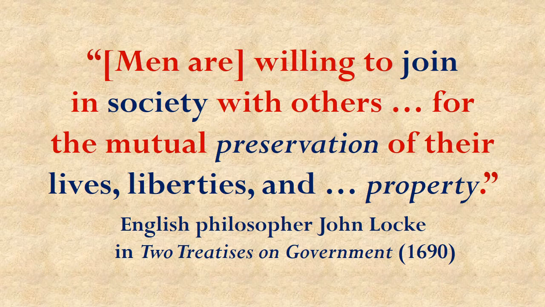Locke explained that the dangers of the state of nature would lead us to create a government to provide us with security, to save us from murderers and bandits. Specifically, we would want that government to protect our lives, our liberties, and our property. For Locke, the most important of these was the protection of property.